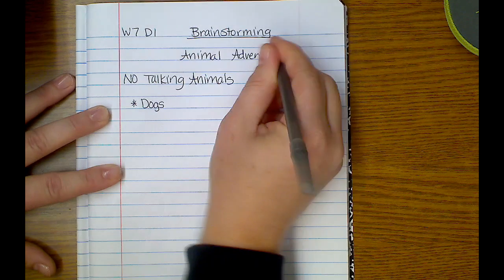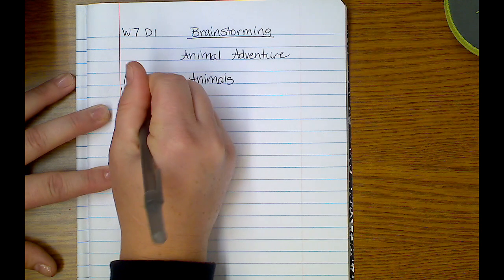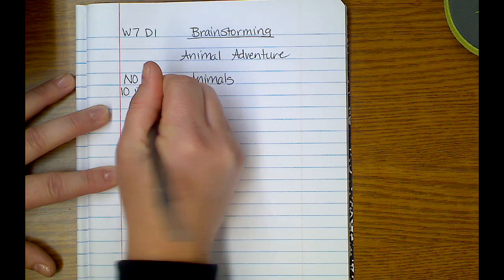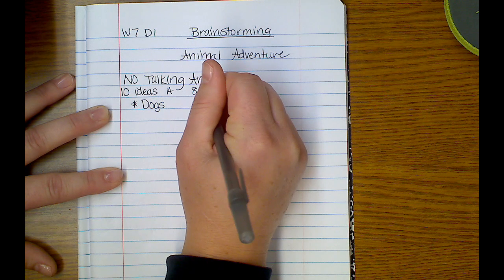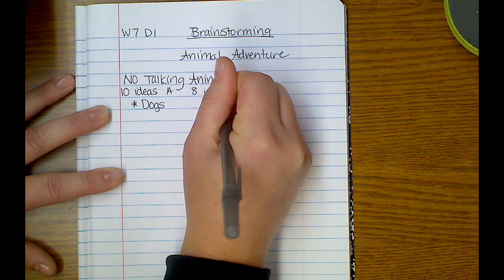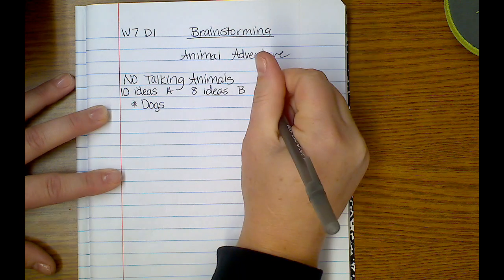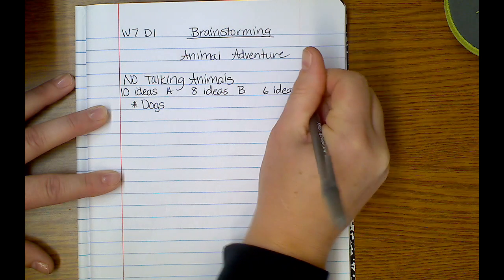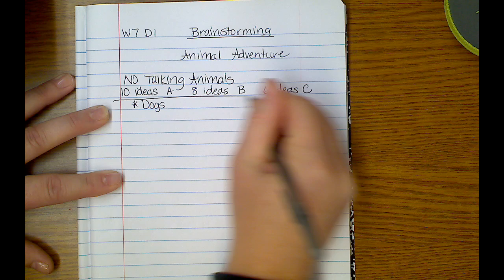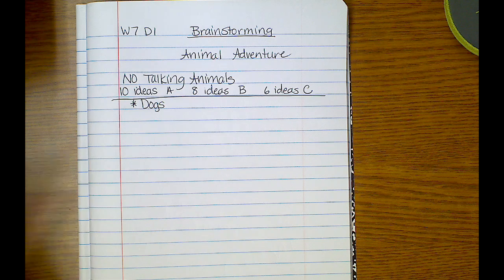So my brainstorming thing today, I need to come up with 10 ideas for an A, 8 ideas for a B, or 6 ideas for a C. So it's kind of up to you guys. And on your guys' sample story, it just says model 10 points, 10 ideas.